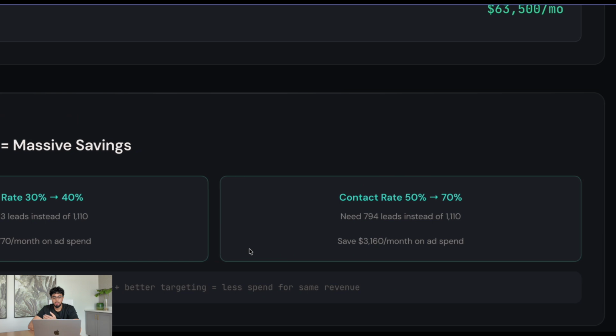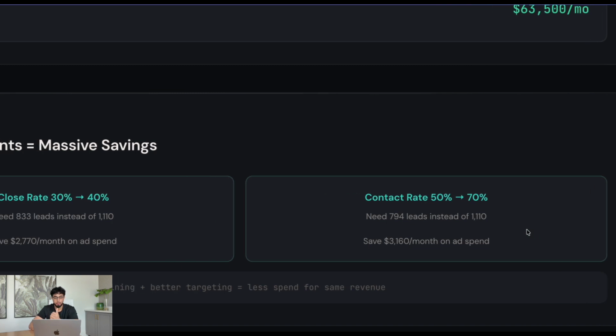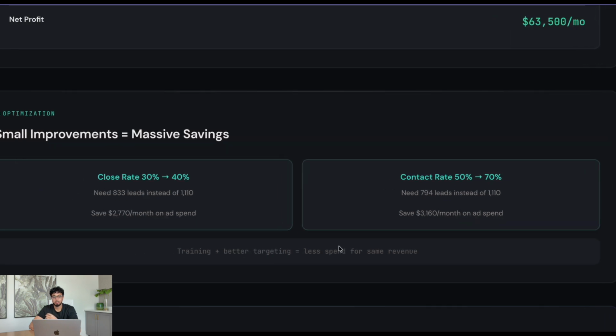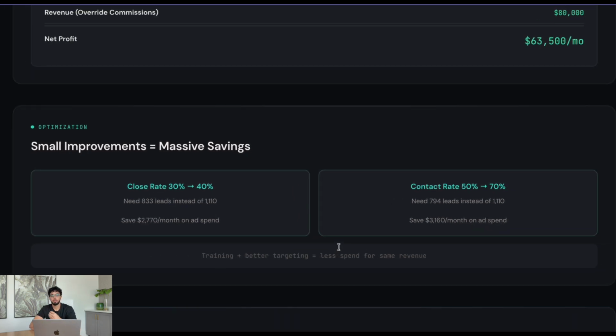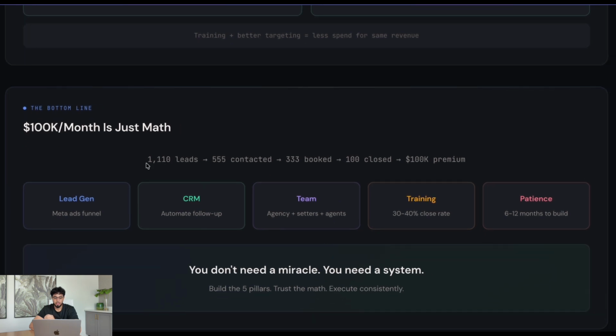And contact ratio. If you take it from 50 to 70% and your speed to lead is amazing, you only need about 800 leads instead of 1.1K. You can save over 3 grand a month on ad spend just by contacting more people and closing more people. When you have better training and better targeting, you have less spend for the same amount of revenue, right? So you're making your cost per lead, your cost per acquisition much, much lower. The bottom line, right? 100K a month is just math like we talked about. You only need about 1,000 leads, contact about 500 of them, book about 300 of them, close about 100 of them, and that is $100,000 in a month.